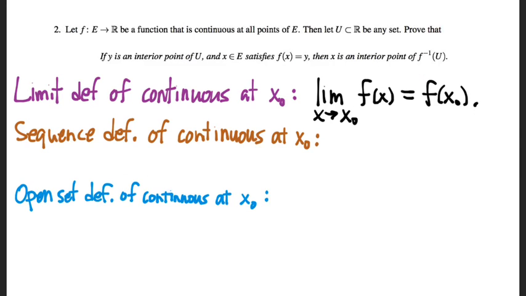So just to get this on paper again, the sequence definition, just to summarize it, is that if xn converges to x naught, then f of xn converges to f of x naught.